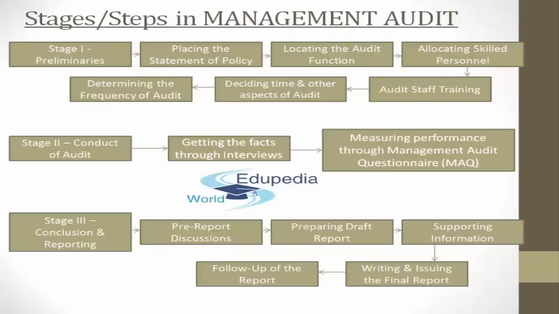And finally, after providing the same, you need to follow it up. The management auditor should review whether the management has taken appropriate follow-up action on the basis of the report or not. And if in case no action has been taken within a reasonable time, he or she should draw management's attention towards it. So these were the stages and steps in the management audit: preliminaries, conduct of audit, and finally conclusion and reporting. I guess you got the complete clarity as to how you need to go about it.